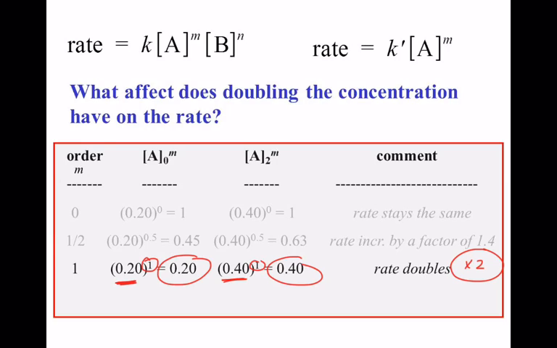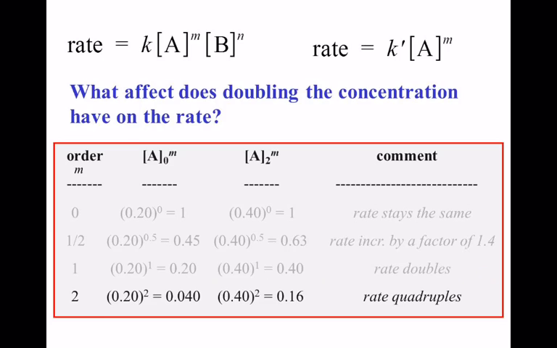And last but not least, they ran a different chemical reaction, and it has a different reaction order of 2. If we take 0.2 squared, we get 0.04. If we take 0.4 squared, we get 0.16. If you divide 0.16 by 0.04, you get 4. That's why it says your rate will quadruple, a factor of 4.